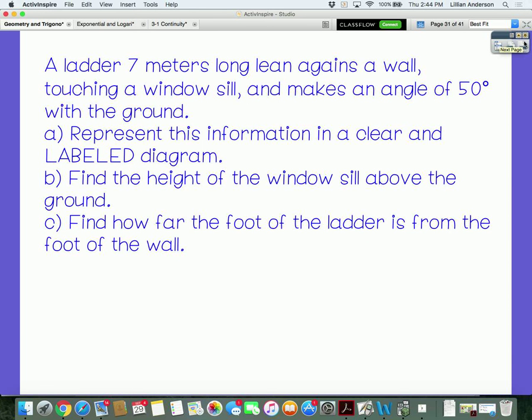This one, you're doing it on your notebook paper. So transition back to your notebook paper. I want you guys to answer this question. I'm going to give you about 7 minutes.